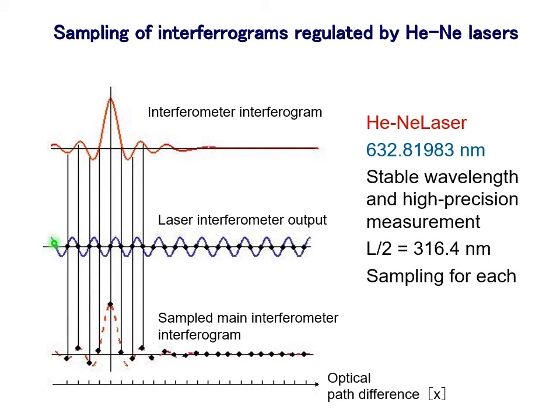Sampling is performed every 316.4 nanometer, which is a half wavelength of this wavelength. The position can be determined with an accuracy of micrometer or less. When the intensity comes between the maximum and minimum, the interferogram is sampled at regular time intervals. Therefore, the time indicated by the black dot is the time to actually make the measurement.